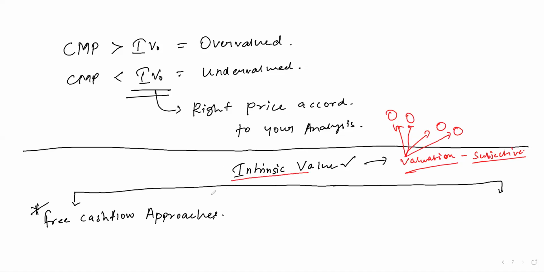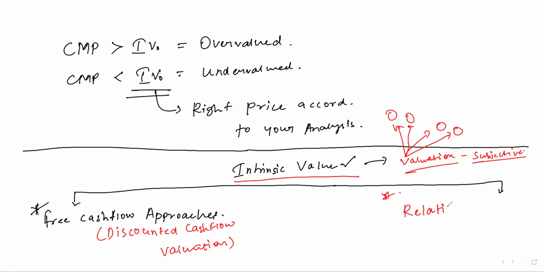Coming to how intrinsic value can be calculated, it can broadly be calculated based on two approaches. One is the free cash flow approach, also called discounted cash flow valuation. The other one is the relative valuation approach. Relative valuation is based on ratio analysis. That is something we will cover while starting the financial modeling and valuation part. But for now, just understand that ratio analysis is the base for the relative valuation approach, and for the free cash flow valuation approach, discounted cash flow valuation is the base.